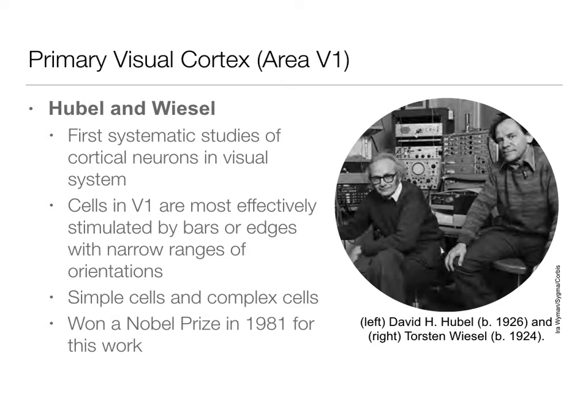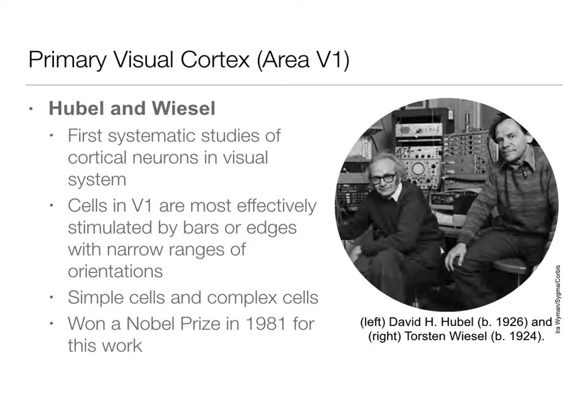Is it a vertical line? Depending on the cell, it depends on which angle or which orientation it really prefers. And they found this for both simple cells and complex cells. They actually won a Nobel Prize for this work in 1981. There are some videos posted on Canvas that you can watch, as well as the YouTube playlist, that show you this research.